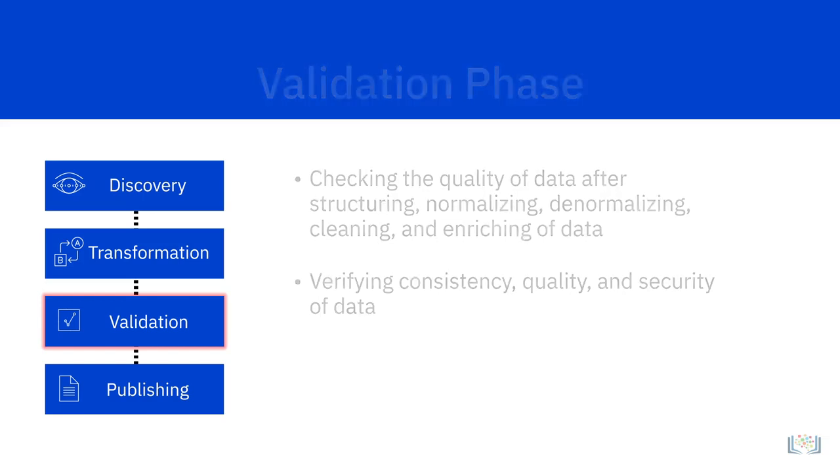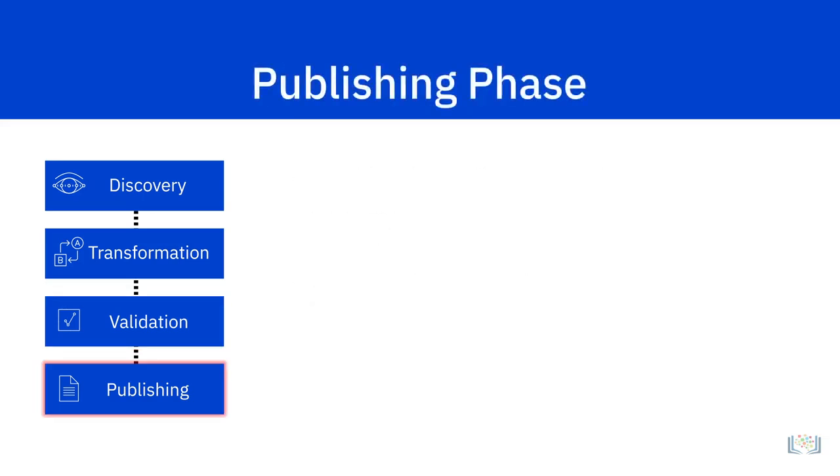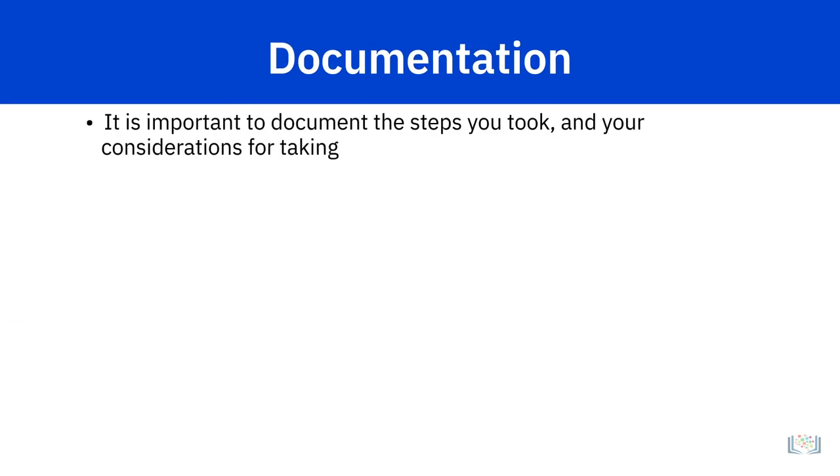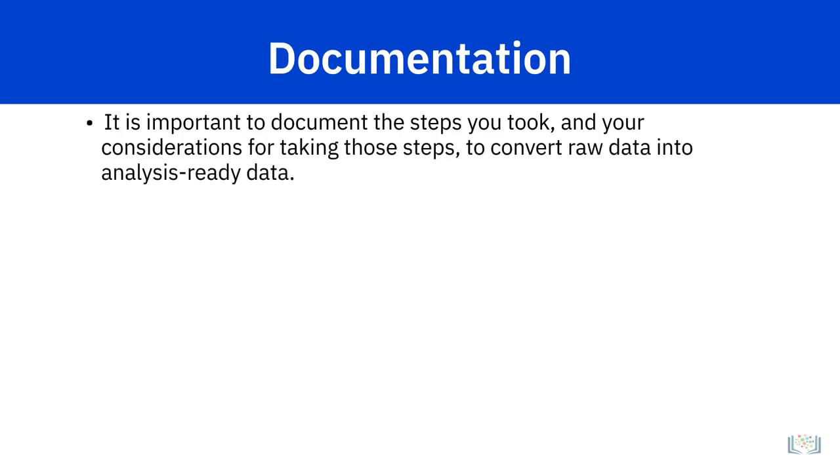This brings us to publishing, the fourth phase of the data wrangling process. Publishing involves delivering the output of the wrangled data for downstream project needs. What is published is the transformed and validated version of the input dataset along with the metadata about the dataset. Lastly, it is important to note the criticality of documenting the steps and considerations you have taken to convert the raw data to analysis-ready data.